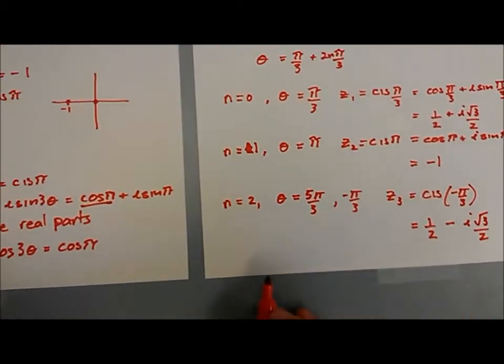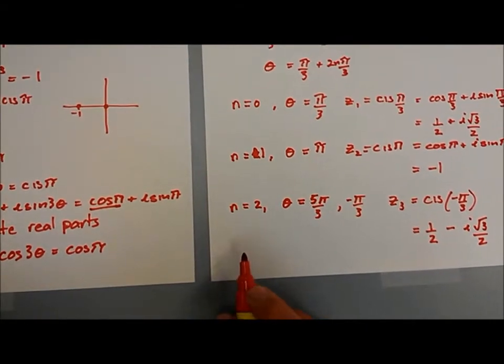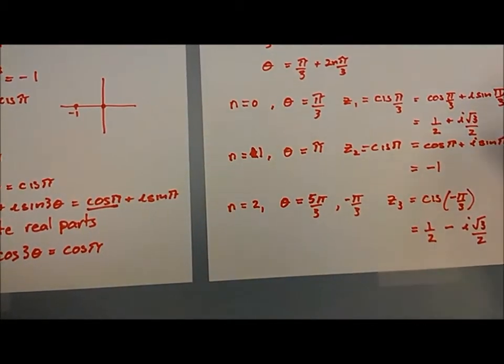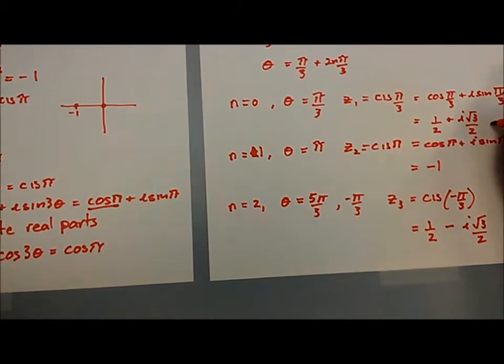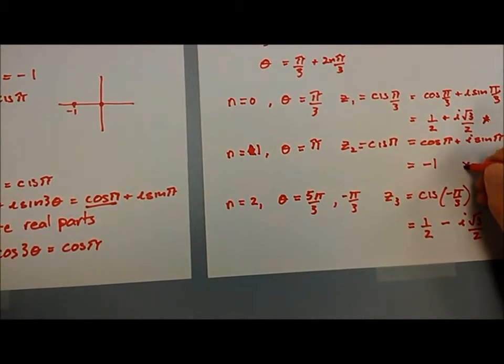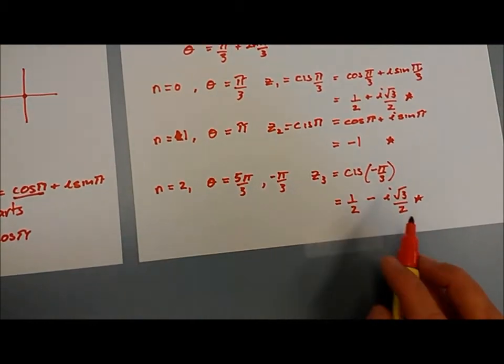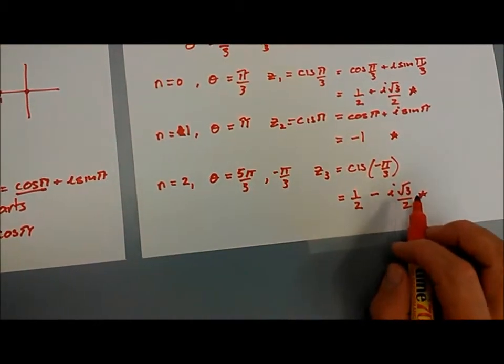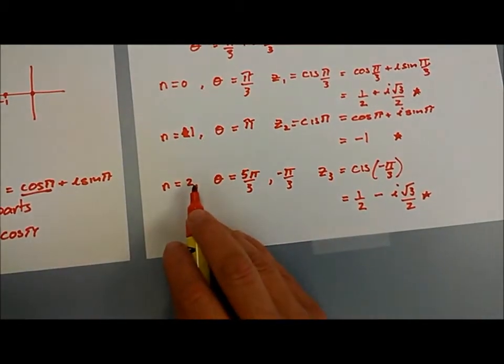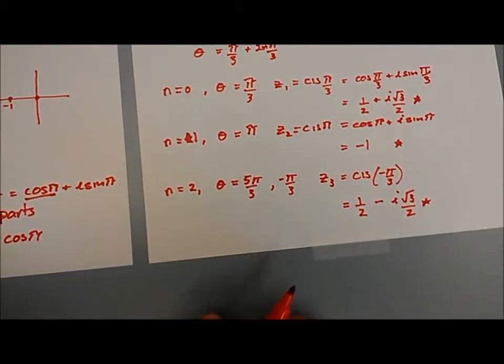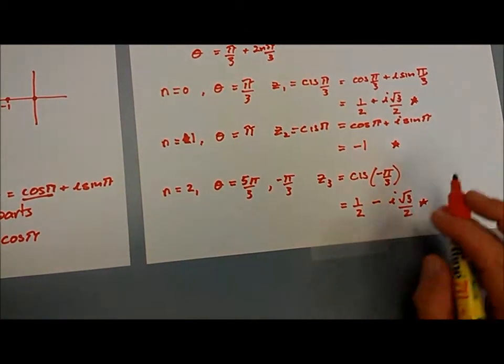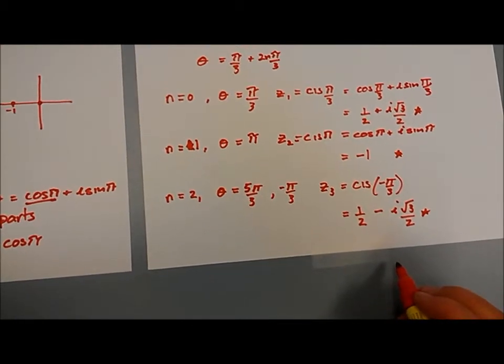Now if I continue with other values of n, what I would find is that I'd just come back to a repetition of these 3 different roots. So I know that when it's z cubed, I'm going to have 3 distinct solutions. Once I've substituted my values of n and got those 3 solutions, I can now stop and say these are the complex cube roots of negative 1.